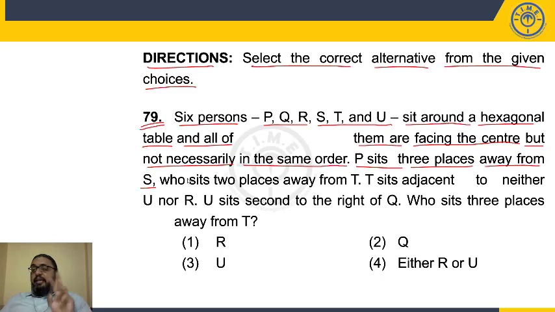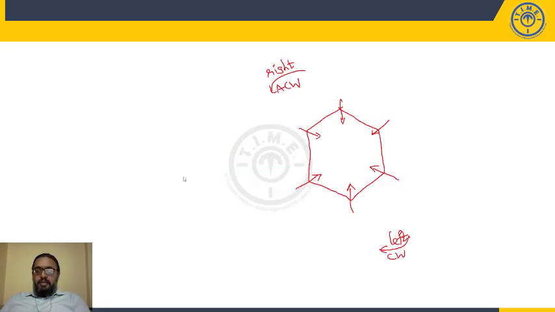So 3 places away means in between you should have 2 persons. Okay. So pick any place for P. In between you should have 2 persons. Whether you check to the left side of P or you check to the right side of P, S will come opposite to P. Correct? 3 places away means in between 2 people. Yeah. So this is how we fix P and S.